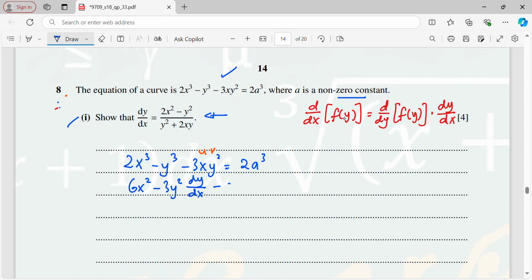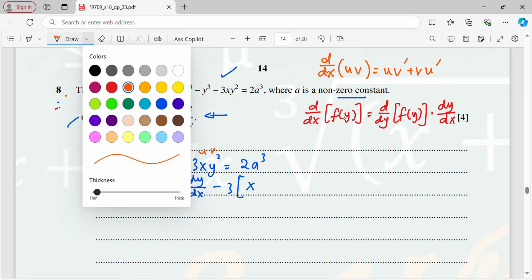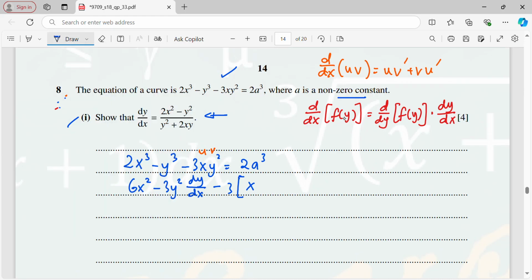So this is going to be minus 3. Keep the x, if you still remember the product rule, differentiate uv, that is u v prime plus v u prime. So I will get x, differentiate y squared with respect to x. This is going to be 2y dy over dx plus, keep the y squared, differentiate x is 1. Then for the right side, since a is a constant, that means differentiating a constant, it will be 0.